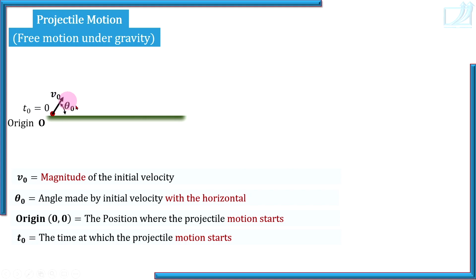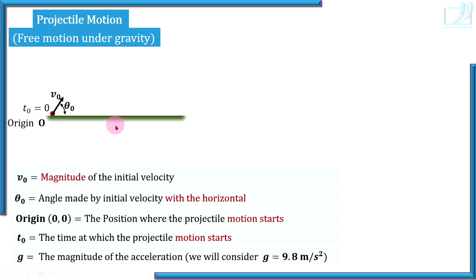Now with this velocity, if this projectile is fired, then throughout the motion it is a free motion under gravity. It experiences gravitational force, and that is the only force acting on the body in air. So the acceleration is due to gravity. g is the magnitude of gravitational acceleration.